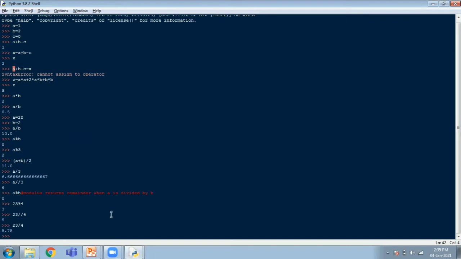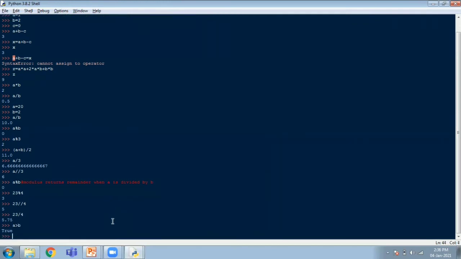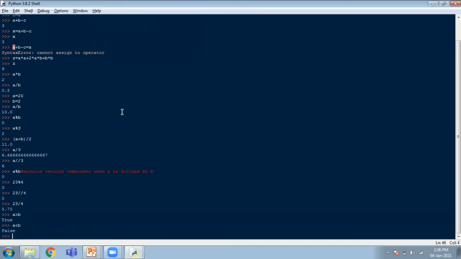Let us consider the same two variables. You can check A is greater than B. Yes, true, because your A is 20, B is 2. A is less than B, false. So relational operators are used for comparing two variables, and if the comparison is satisfied, it returns true. If the comparison is not satisfied, it returns false. And when you have to compare for equality, you have to give double equal to.